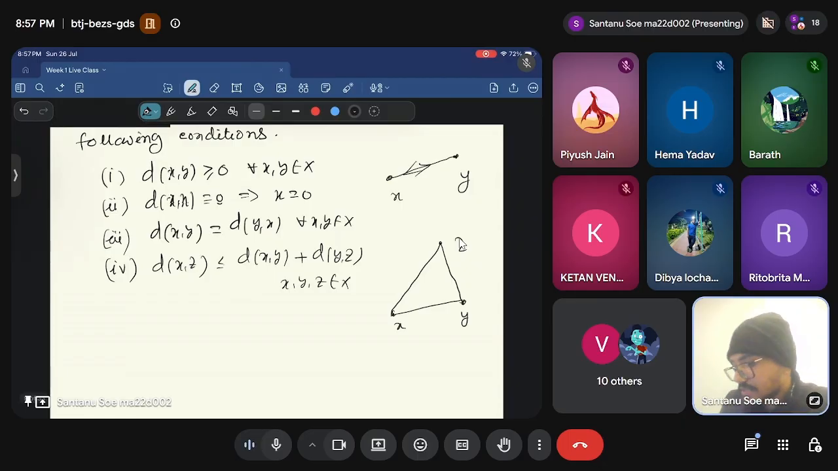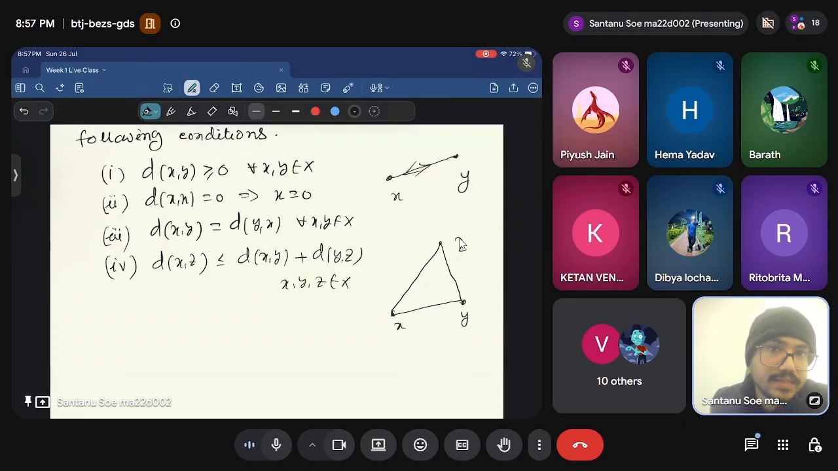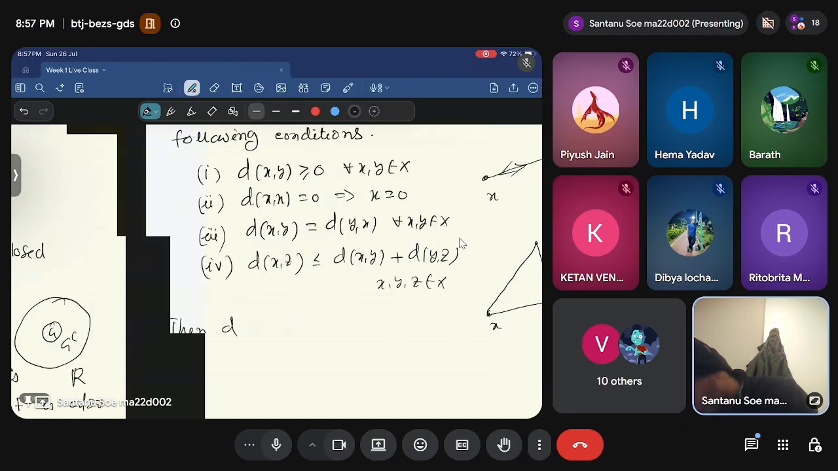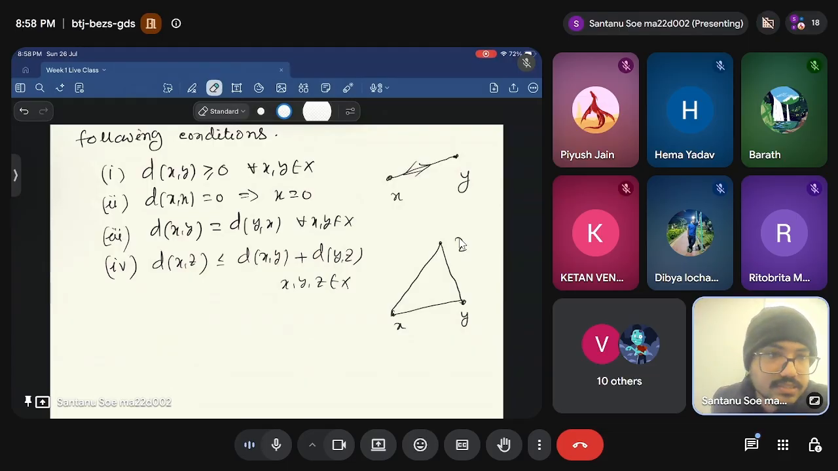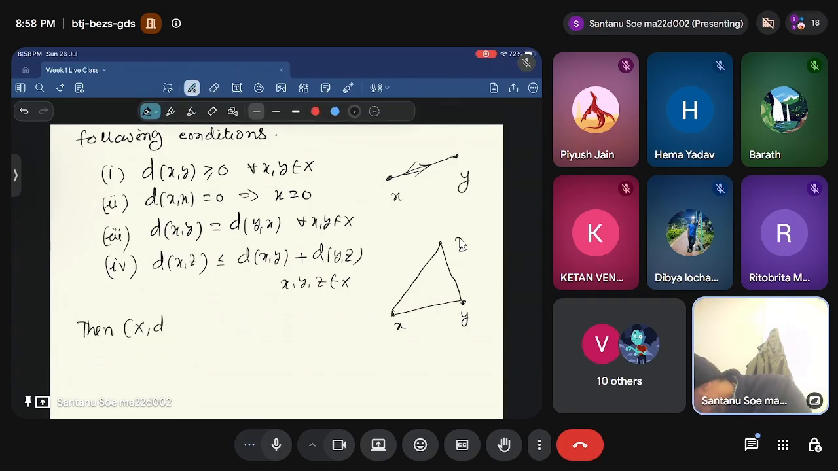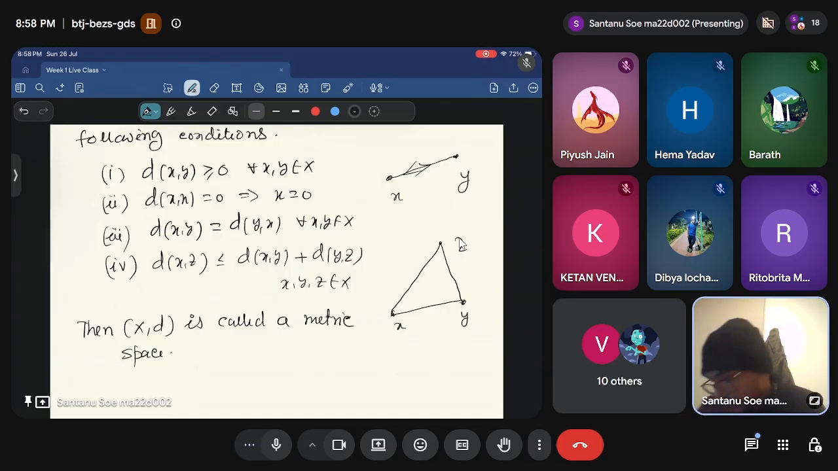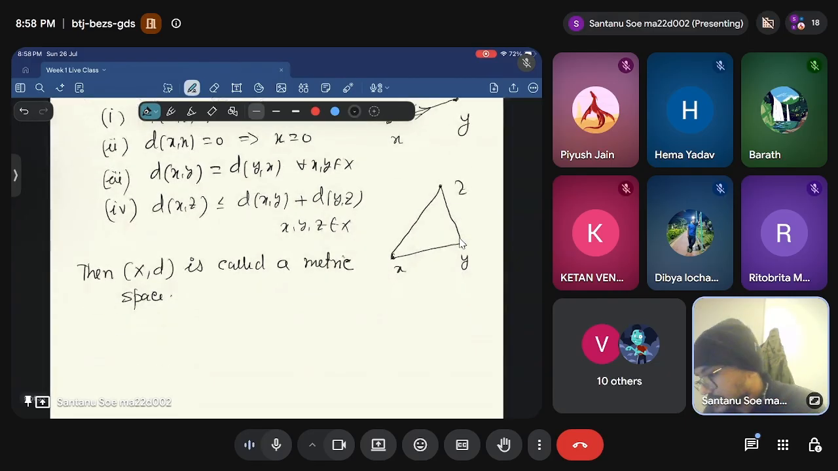Okay, so if these four properties are satisfied by this d on the set X, then d is called a metric. Already we have written that d is called a metric. Now if these conditions are satisfied on the set X, then the set X along with this distance is called a metric space. So X comma d is called a metric space. Okay, is this definition clear to everyone?